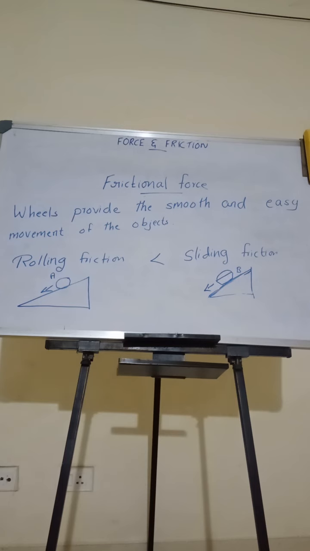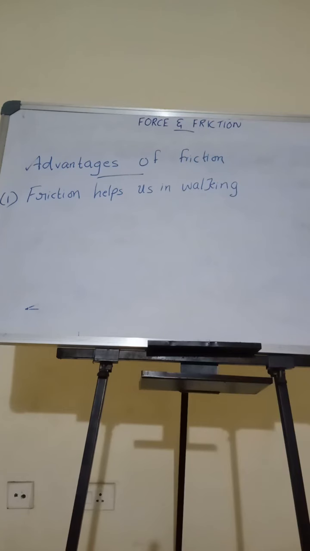Now let us discuss the advantages of friction. Friction helps us in walking. When we walk, friction opposes the tendency of our feet or shoes to move backwards by acting in the forward direction. In the absence of friction, we may slip or fall. That is why it is difficult to move on a wet or very smooth and polished floor.